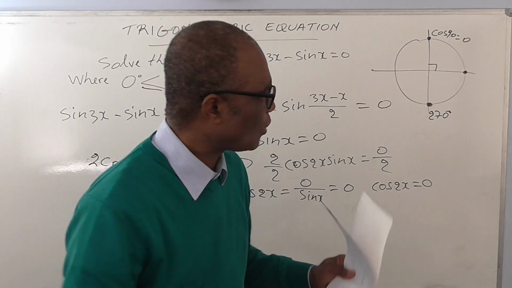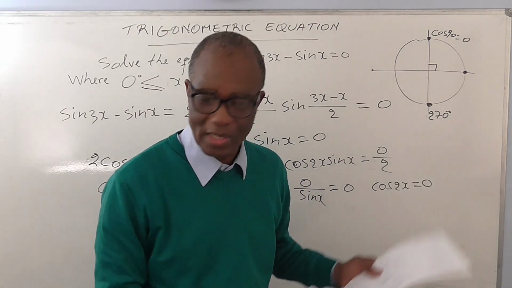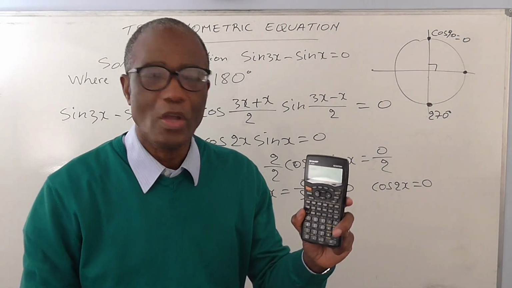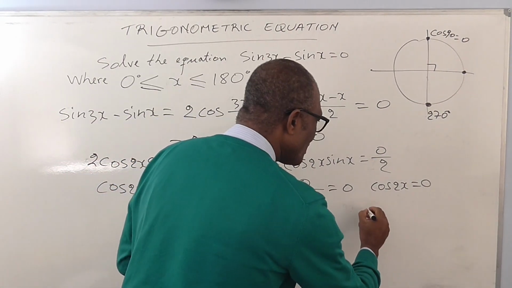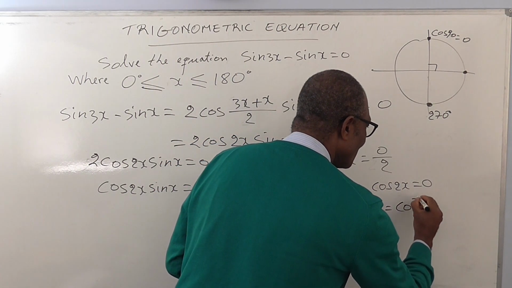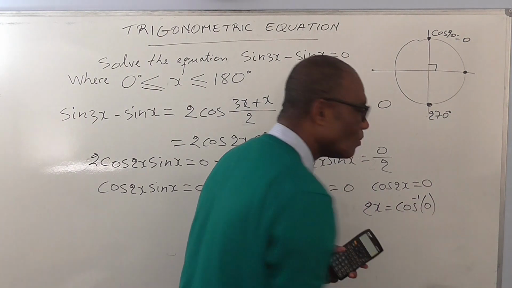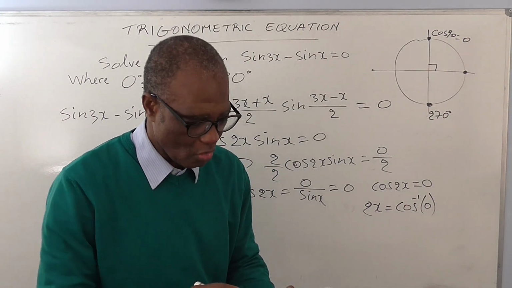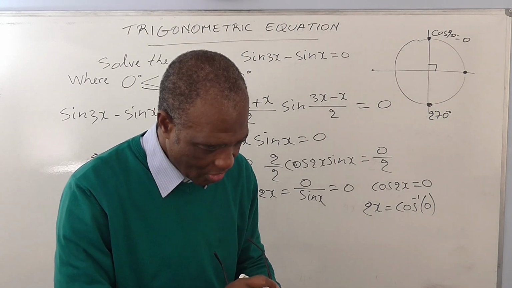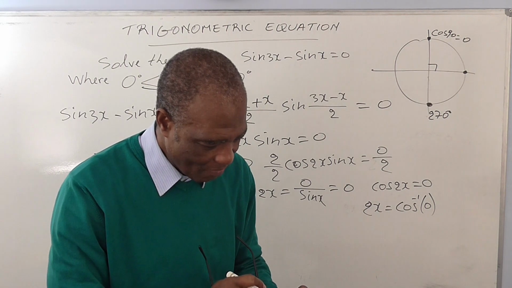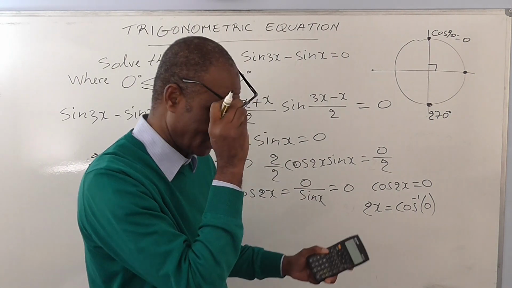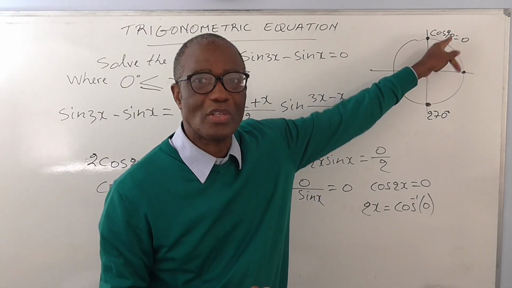If it is difficult for you to remember this, or to understand this, you can just use your calculator. You can use your calculator by writing 2x is equal to cos reverse of 0. Okay, I use my calculator. I press function and then cos reverse of 0, close, and it gives 90 degrees. So it is 90 degrees that we have there.